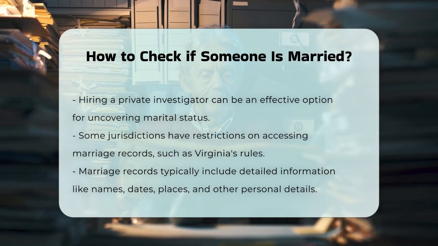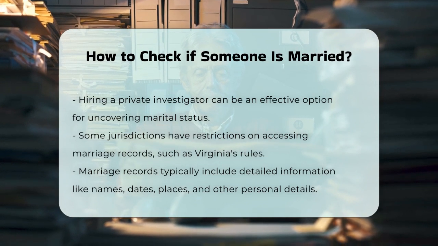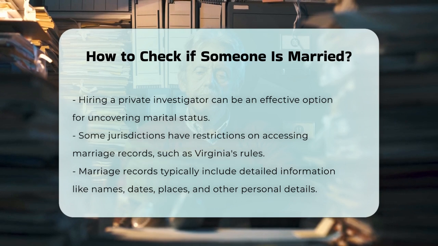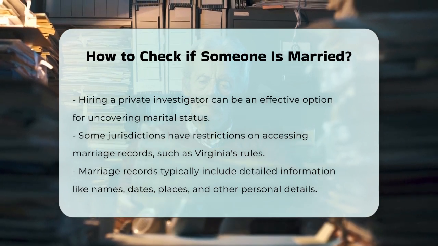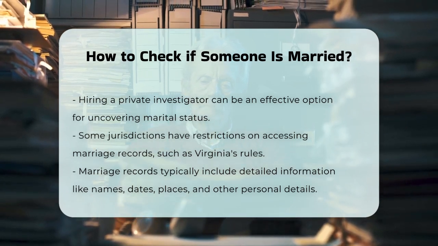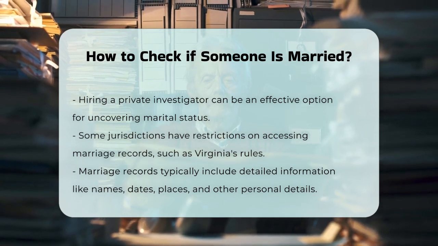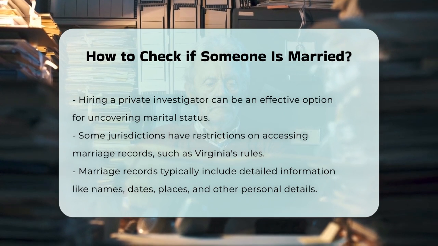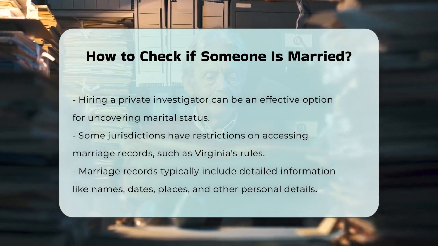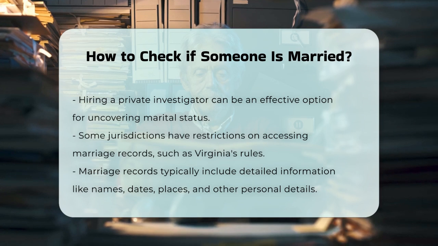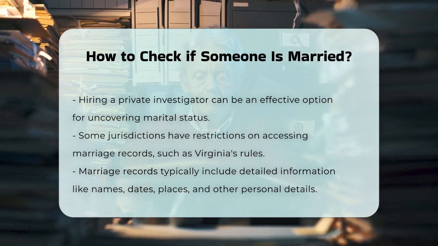Additional tips. Be aware that some jurisdictions have restrictions on accessing marriage records. For instance, in Virginia, you can access a marriage record only if you are one of the parties to the marriage, unless the marriage took place more than 25 years ago. Marriage records often include detailed information, such as the names of the bride and groom, date and place of the marriage, ages, birthplaces, residences, names of parents, and occupation.